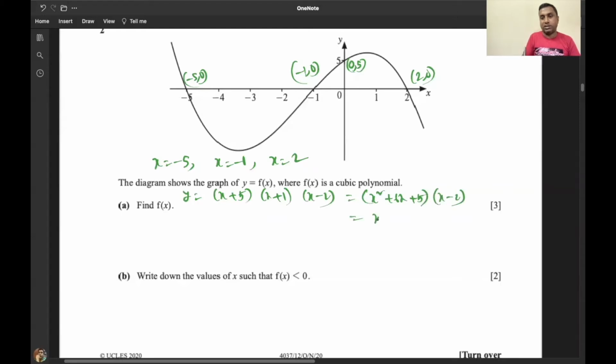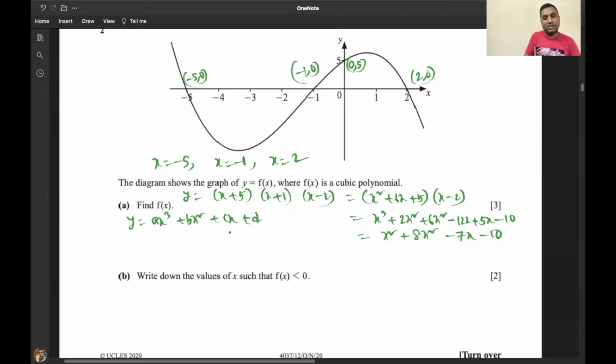So we can write x cube plus 2x square plus 6x square minus 12x plus 5x minus 10. So this is now x cube plus 8x square minus 7x minus 10. Now, the general equation of a cubic expression is y equals ax cube plus bx square plus cx plus d.